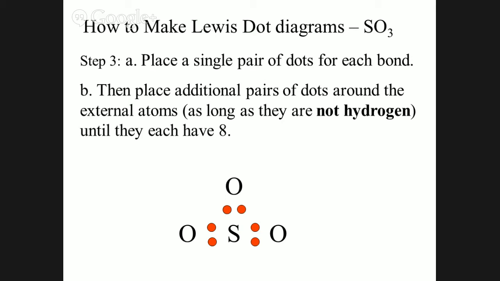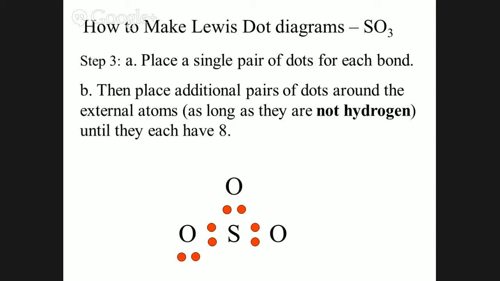Second part for step 3, we then place additional pairs. Notice it's always done in pairs. We place additional pairs of dots around the external atoms, as long as you're not talking about hydrogen. Because remember, hydrogen can only have 2 electrons. It's only got 1 shell. And we do so until they get to 8.